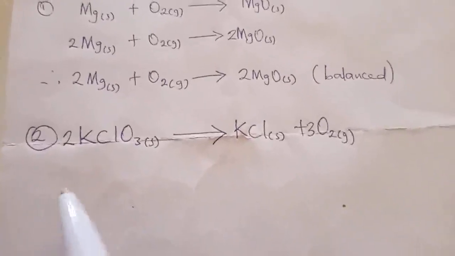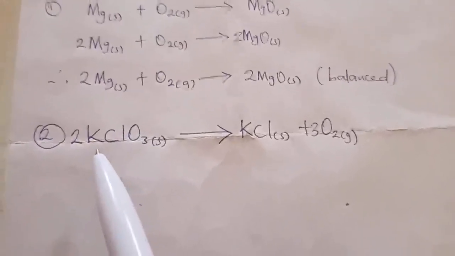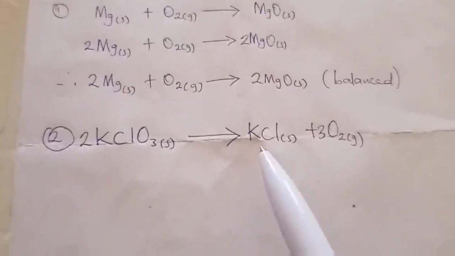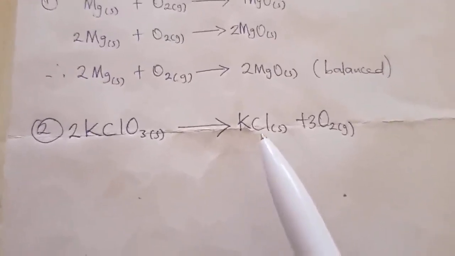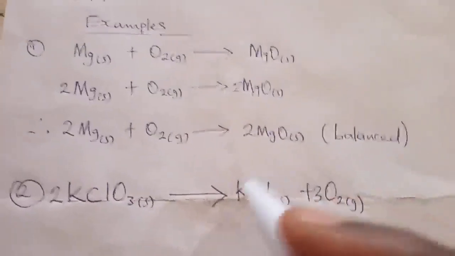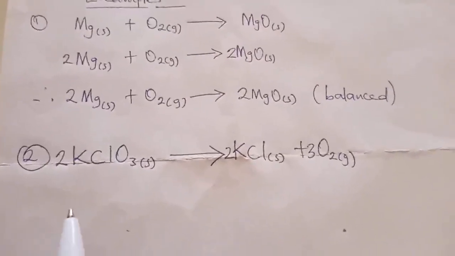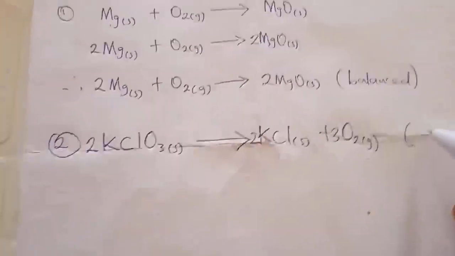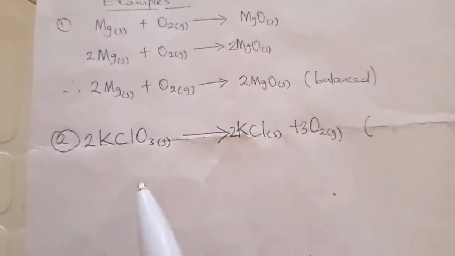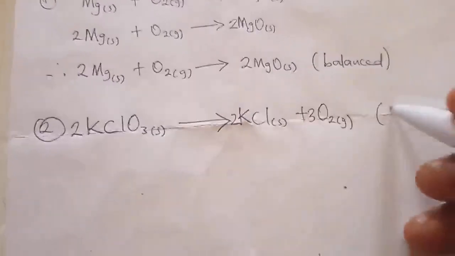But remember, the K and the Cl have been affected. We have 2K, that's 2 times 1 potassium, K here. We have 2K here, and we have 2Cl here. But looking at the product side, we have 1K and 1Cl. So for me to balance the K and the Cl now, I simply add 2 with this. So let's now confirm if it is balanced or not. Looking at this now, you can see that the number of atoms, either for K, for Cl, or for oxygen, they are exactly the same on both sides. So we can see that this is balanced.